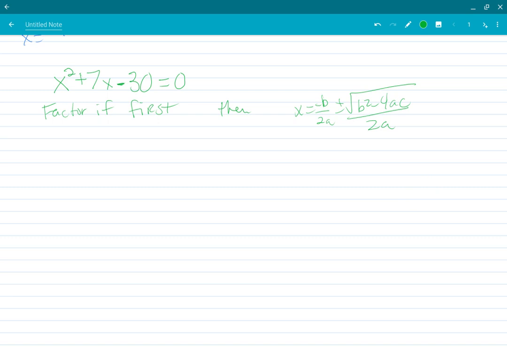So something multiplies to negative 30, but adds up to 7. I think I already figured that out. Okay. So what are they? 10 and negative 3. So 10 and negative 3. Is that it? Yep. 10 times negative 3 is negative 30, and 10 plus negative 3 is 7.